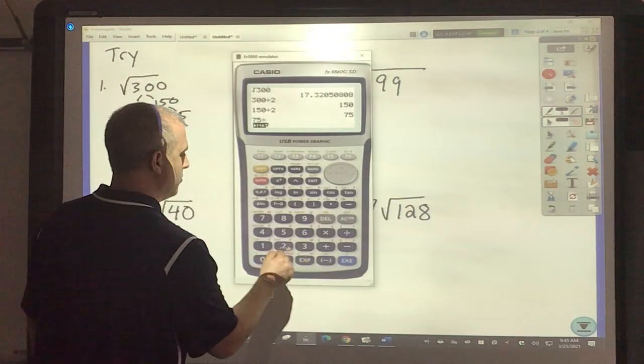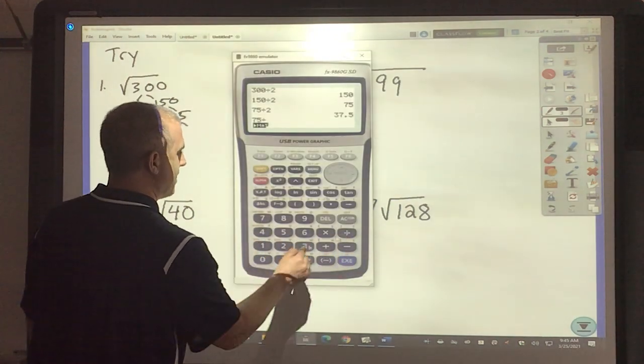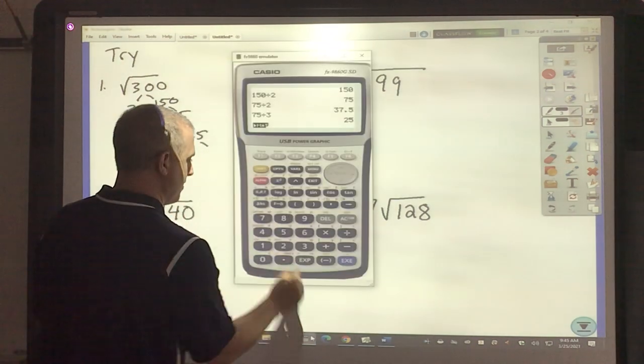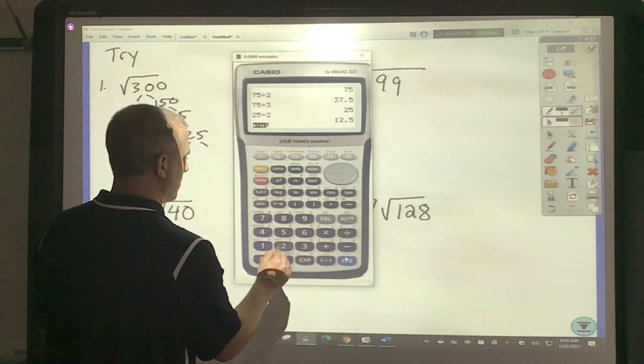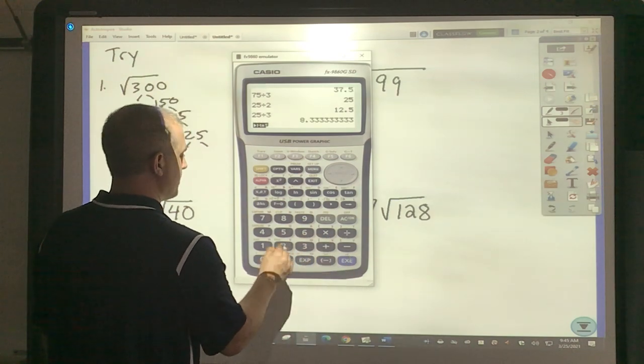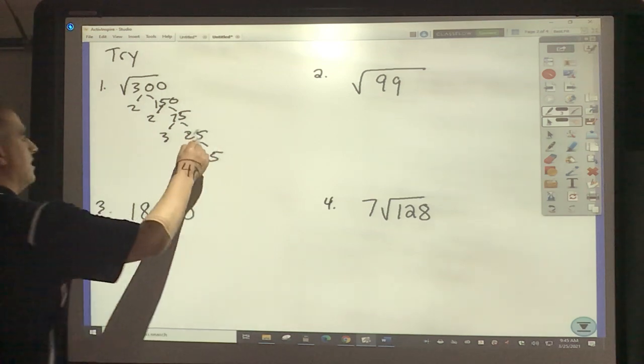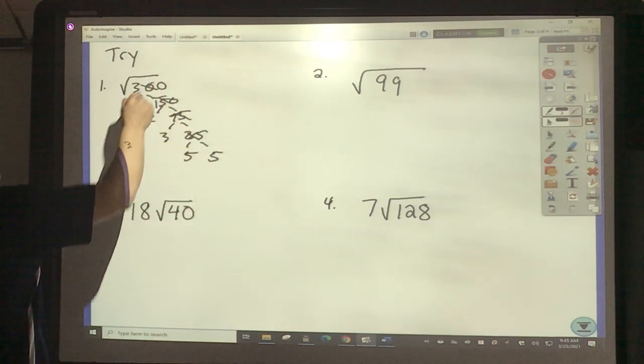75 divided by 2 doesn't work. 75 divided by 3 though does. 3 and 25. Okay? 25 divided by 2 doesn't work. 25 divided by 3 doesn't work, but 25 divided by 5 does. So 5 and 5. So cross off all the things with double branches.